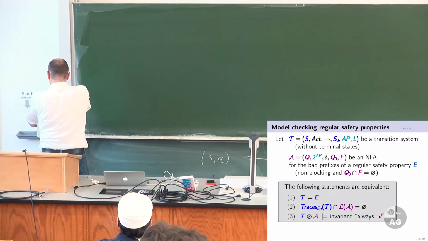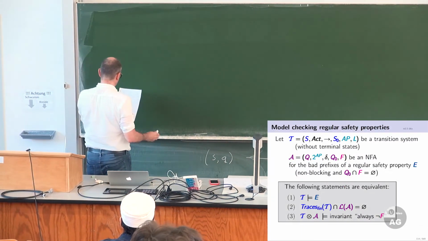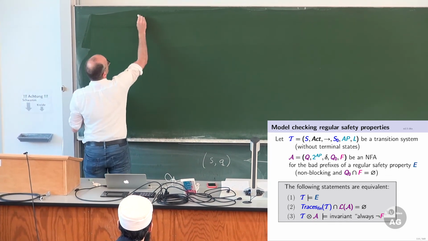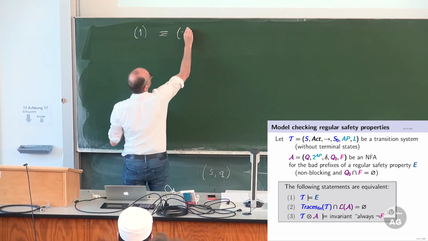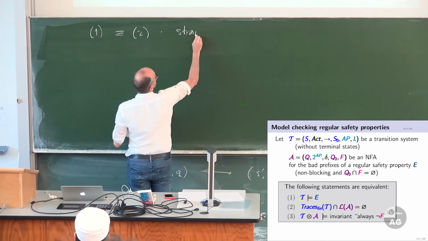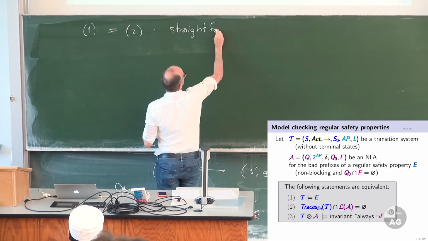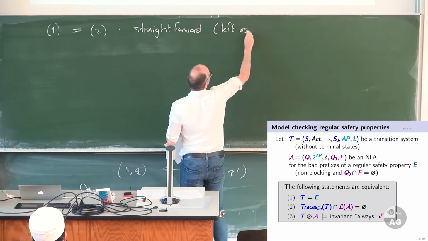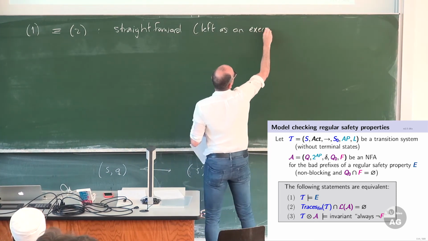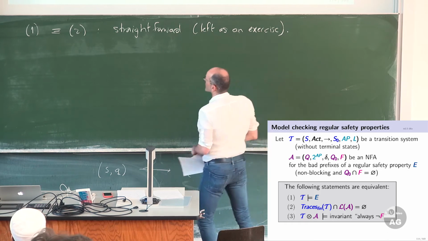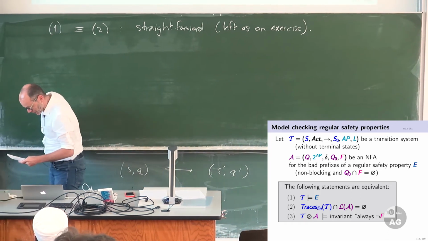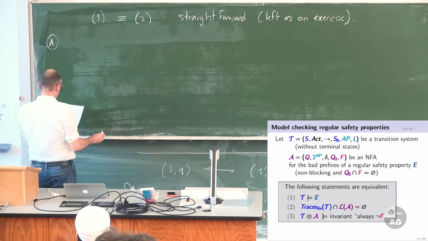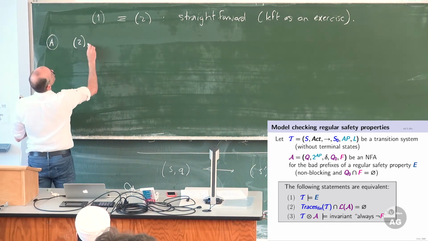So what I would like to show is basically I'm going to claim that 1 is equivalent to 2. That's pretty straightforward, and actually that's left as an exercise. So I'm going to consider the other cases. The first case I'm going to consider is that 2 implies 3.